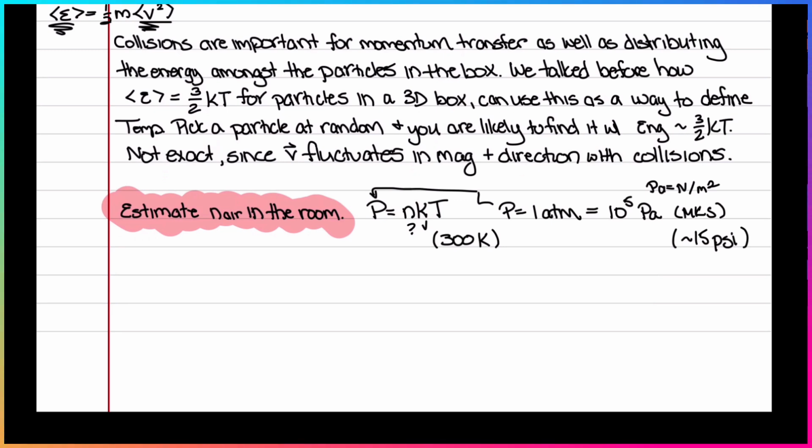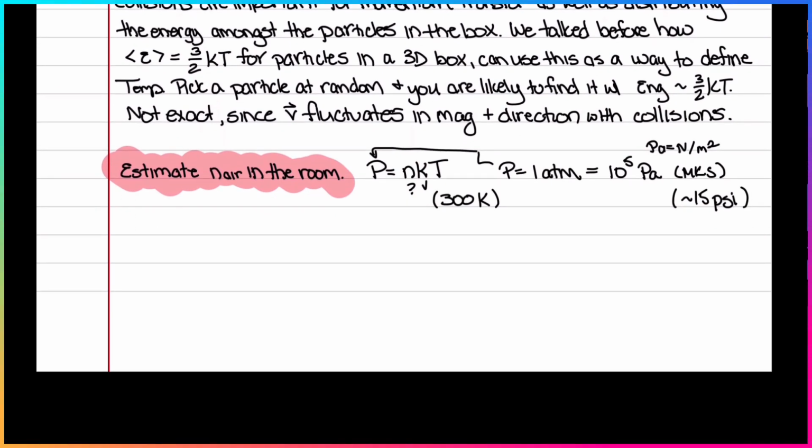So then it seems like we can now write P in MKS. Everything's in MKS. We're good to go. So then it looks like N air is going to be P over KT. So then that looks like it's going to be 10 to the 5. Boltzmann's constant, which in MKS is, we'll call it order of magnitude 10 to the negative 23. 300 Kelvin, 3 times 10 to the 2.